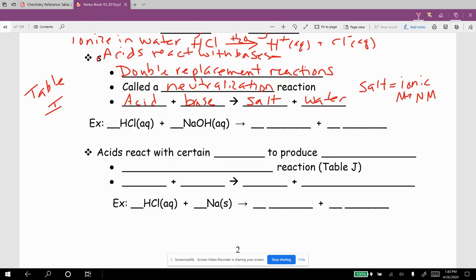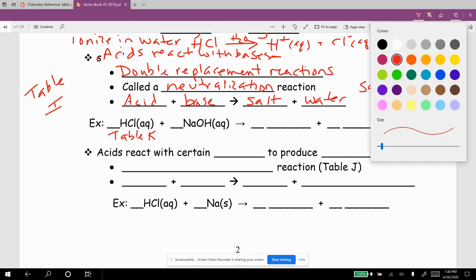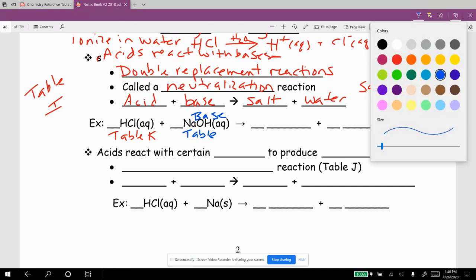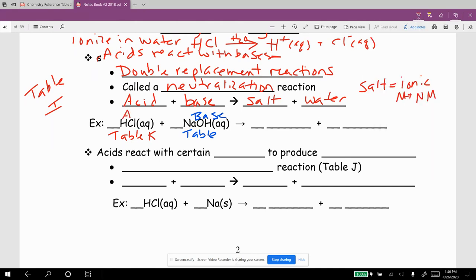Okay, so continuing on our notes on page 95. So HCl, how do I know if that's an acid or a base? I know that this is an acid because this is on table K as an acid. And I'm going to switch colors. We'll go blue. And this is going to be a base because on table L, this is a base. We're going to get to more about bases on another page.